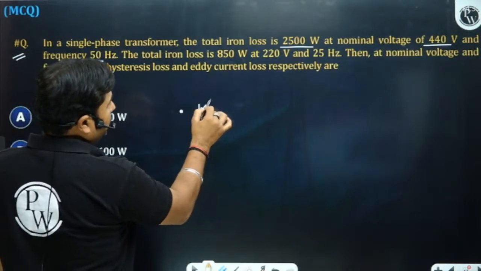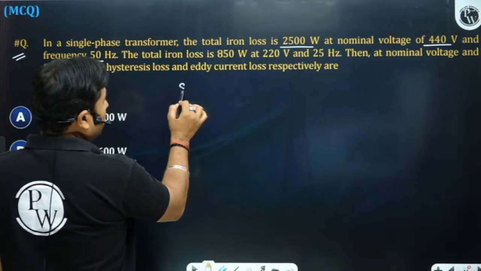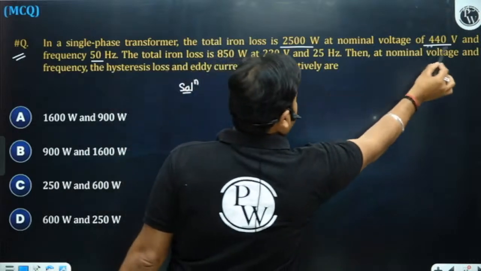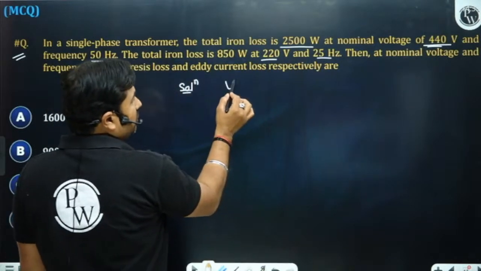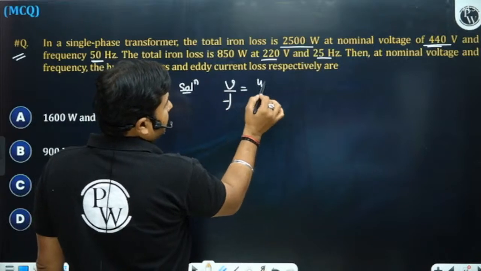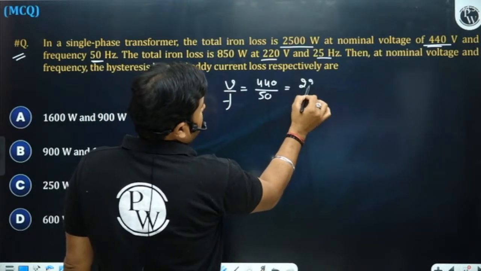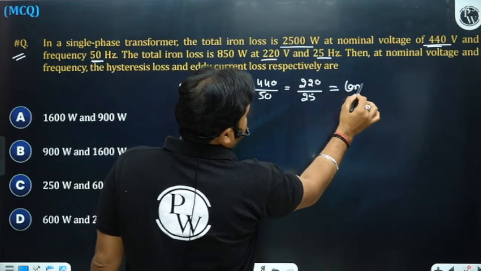First of all, you need to find Ke dash. First of all, you need to find whether the V by F ratio is constant or not. So you can check the V by F ratio: 440 by 50 and 220 by 25. V by F ratio is constant. Both voltage and frequency are halved. It means the V by F ratio is constant.